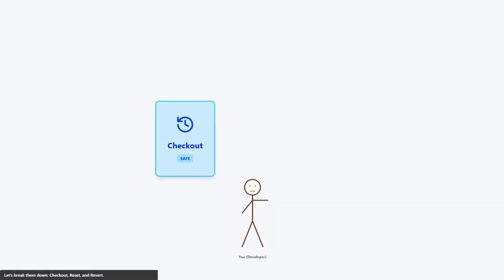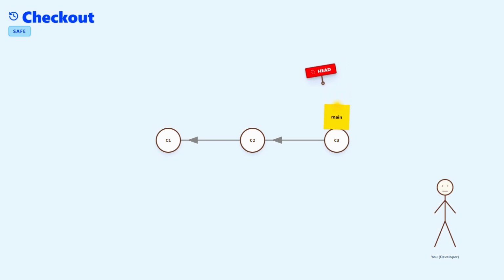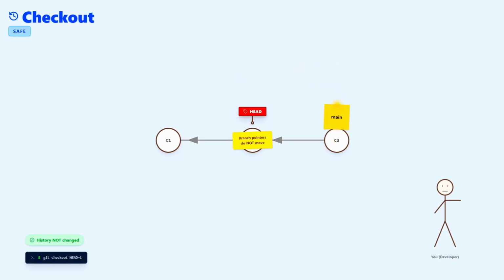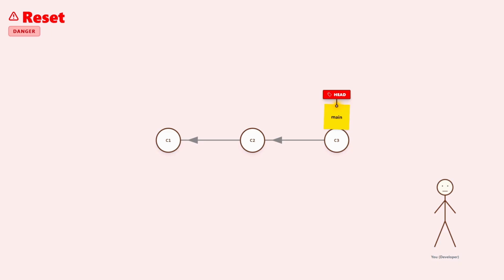Checkout, reset, and revert. Checkout moves HEAD. That's its only job. It updates your working directory to match a snapshot, but it does not change history. No commits are removed. No branches are rewritten. Checkout is safe and non-destructive. Reset is very different. Reset does not move HEAD. It moves a branch pointer. This means reset rewrites history. That's why reset is dangerous, especially on shared branches.